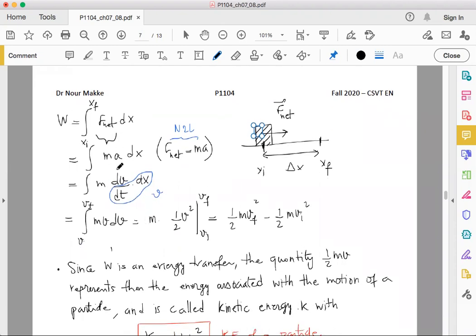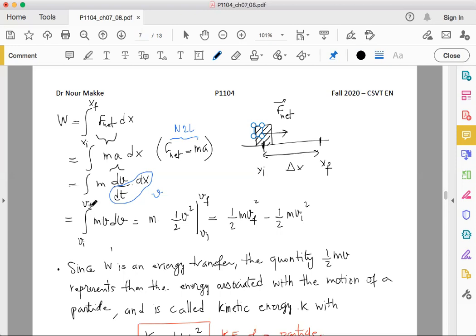What is a? A by definition is given by the derivative of the velocity with respect to time, so it's dv dt dot dx. Now, if you just have a look at this term in here, dx over dt, it defines v. It's nothing else than the speed. So we end up with the integral of m, which is constant, multiplied by v dv. So we end up with the integral on the variable v, which is the velocity, and we have v in the expression mv because of this term. And of course, now it becomes the integral between v initial and v final.